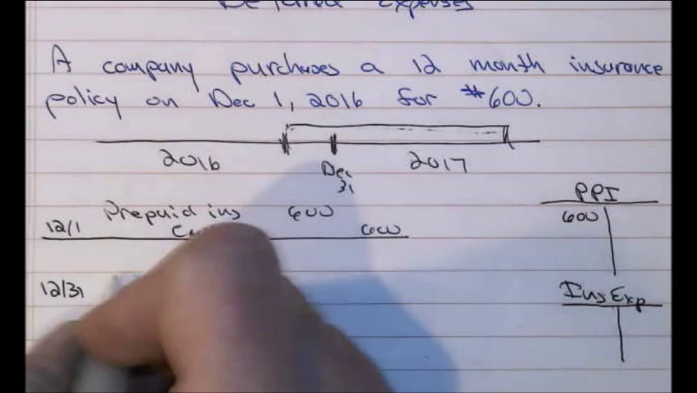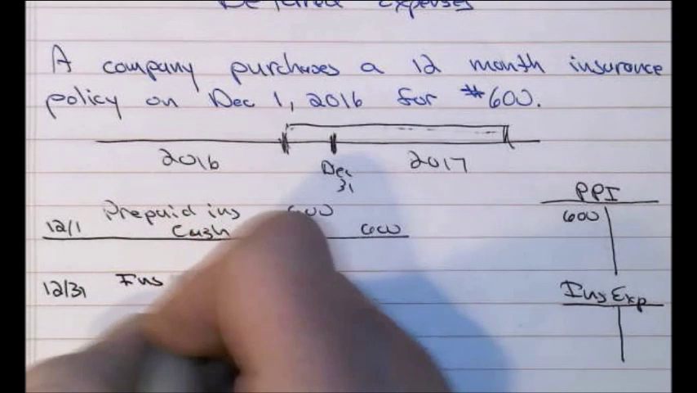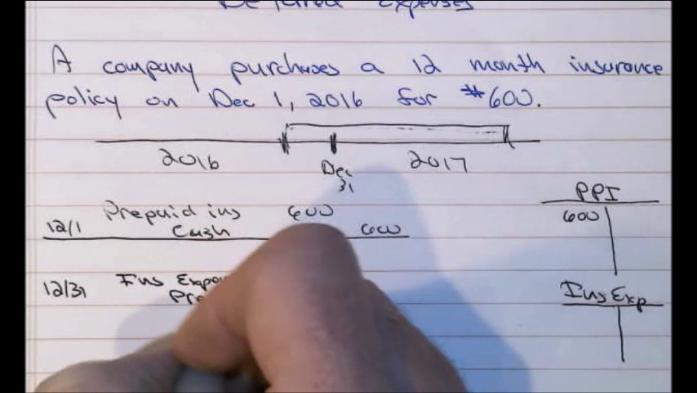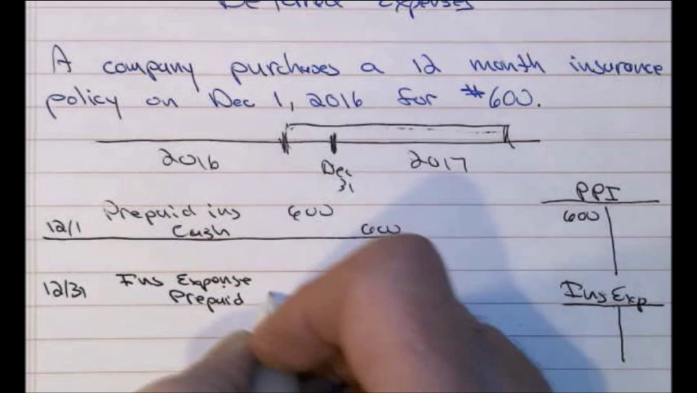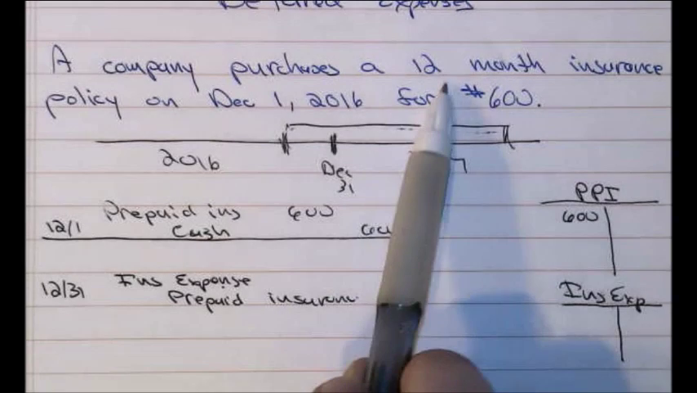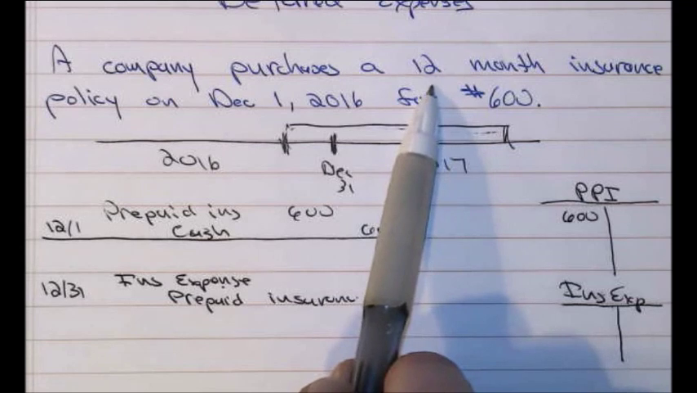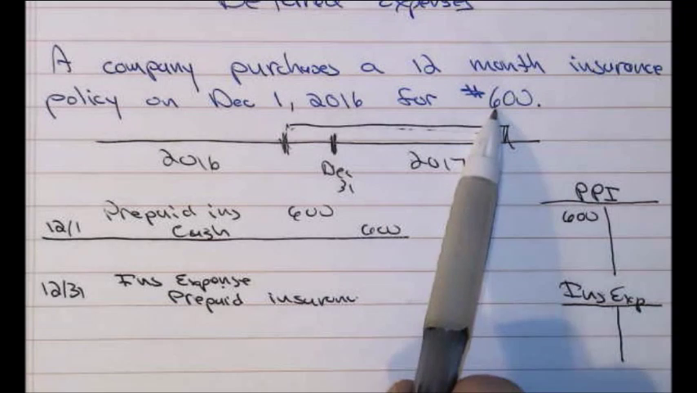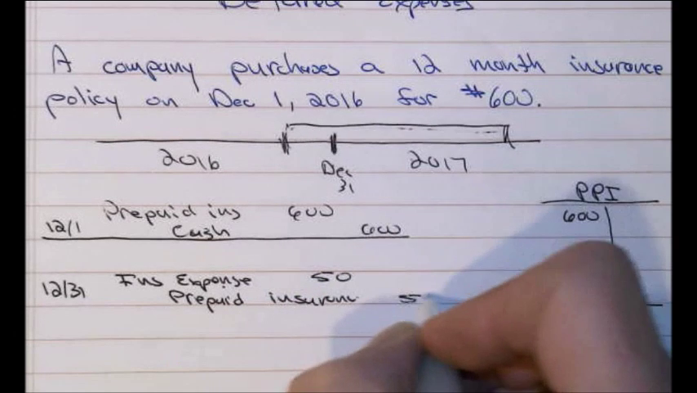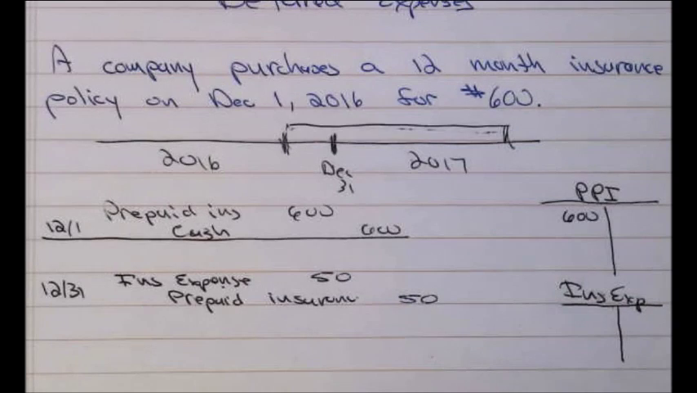So I'm going to do an adjusting journal entry that says what? Insurance expense and prepaid insurance, right? For how much? Well, this is a 12-month policy, so every month I divide 12 into 600. Every month we use up how much? $50 worth of that insurance, right? $50 worth of that insurance.